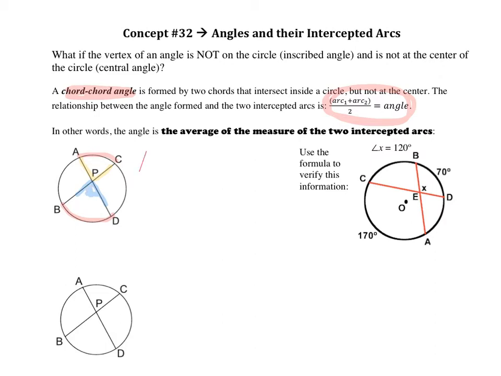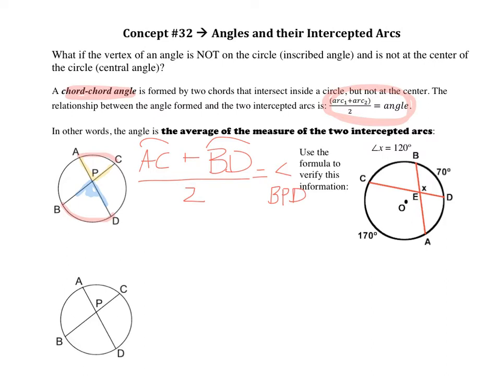So we had said arc AC plus arc BD divided by 2, and that will give me angle BPD. Again, it could have been APC, it's the same angle. So we take two arcs, we add them together, we divide by 2 to find the average.